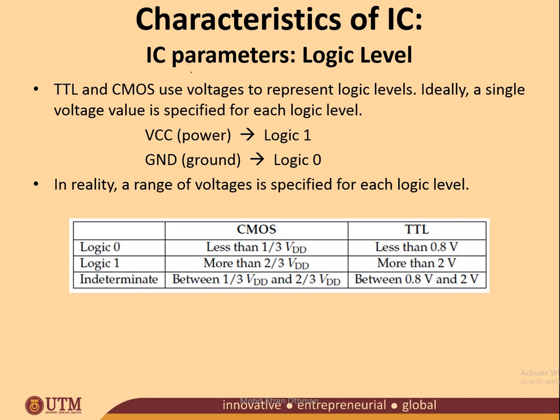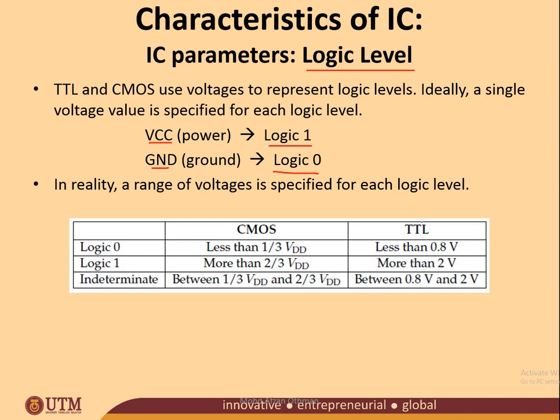Now, IC parameters for the logic level. TTL and CMOS use voltage to represent logic level, okay. Ideally a single voltage value is specified for each logic level, okay. For example, if you have VCC, normally it is logic 1, and if it's ground, it normally is logic 0, okay. But you remember later on, maybe in a later stage, you will learn about active low and active high, okay. Now in reality a range of voltage is specified for each logic level, okay.